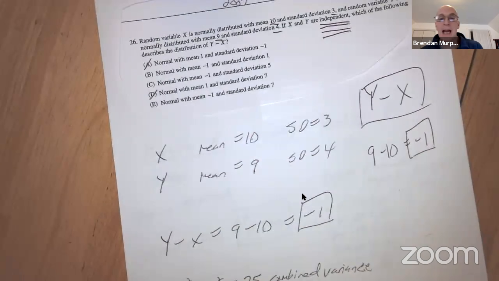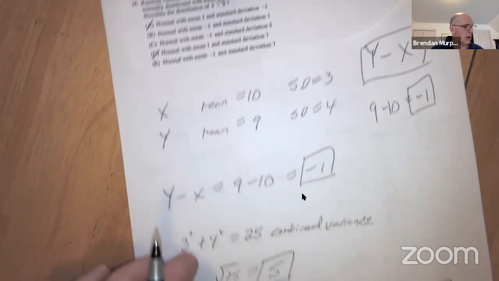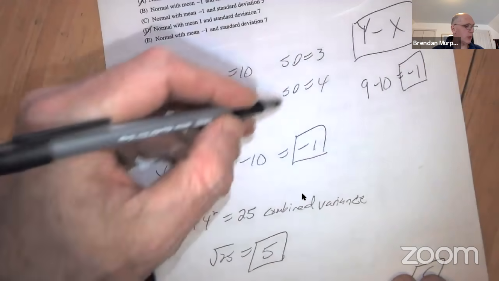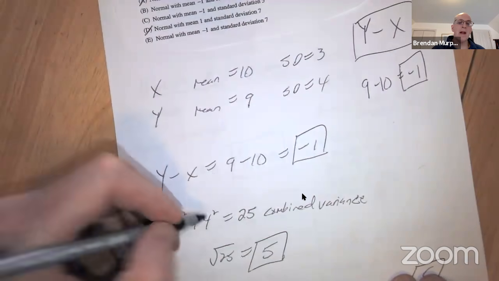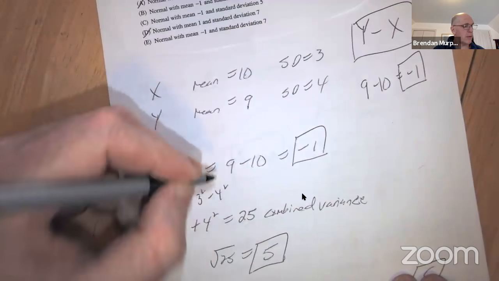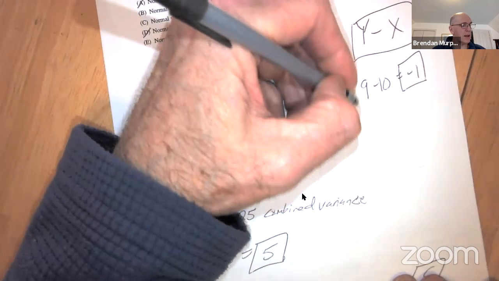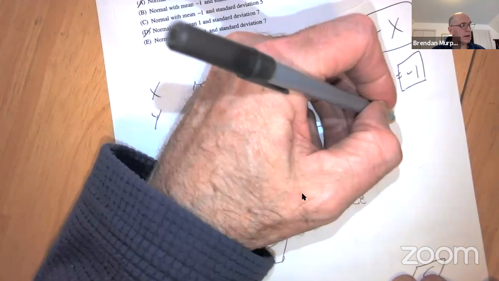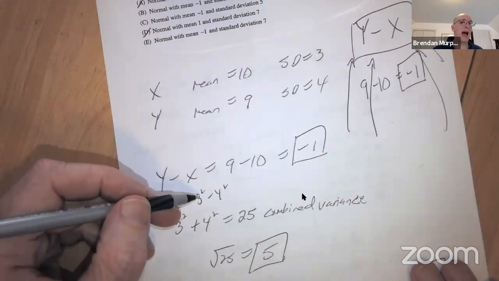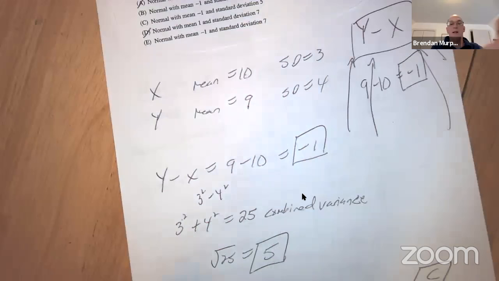I can't add standard deviations, but I can add variances. So I think I squared my 3, and I squared my 4. Now, many times my students want to subtract here. "Mr. Murphy, you subtracted the means, the averages. Why don't you subtract the standard deviations?" Let me just finish the problem, and I'll address why we can't do that.